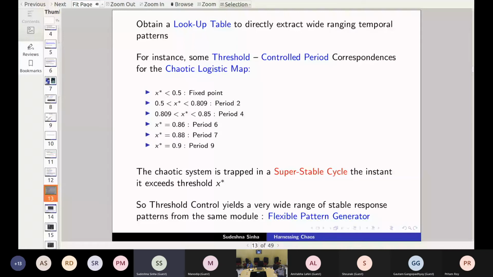We get what I would call a flexible pattern generator, because this threshold you can give at will. So if I want this module to be fixed point, I give something. If I want it to be a 2 cycle, I give it something. So in hand, I've got a pattern generator. It's a very powerful object. So that was from theory.